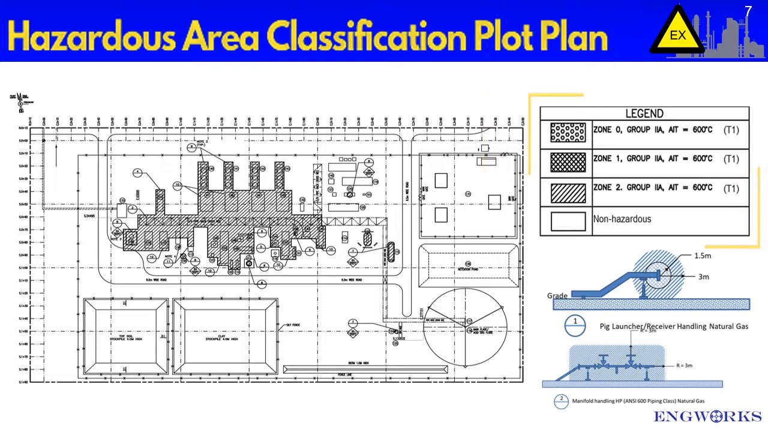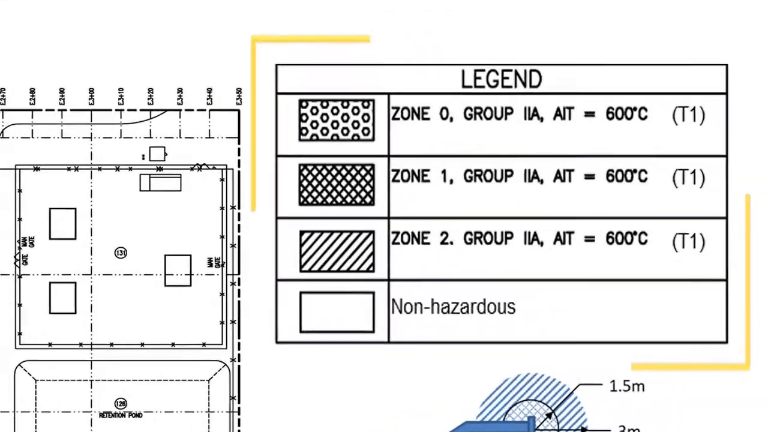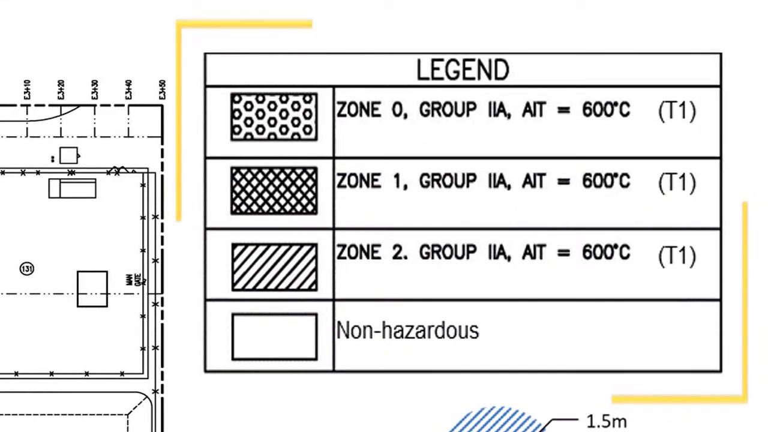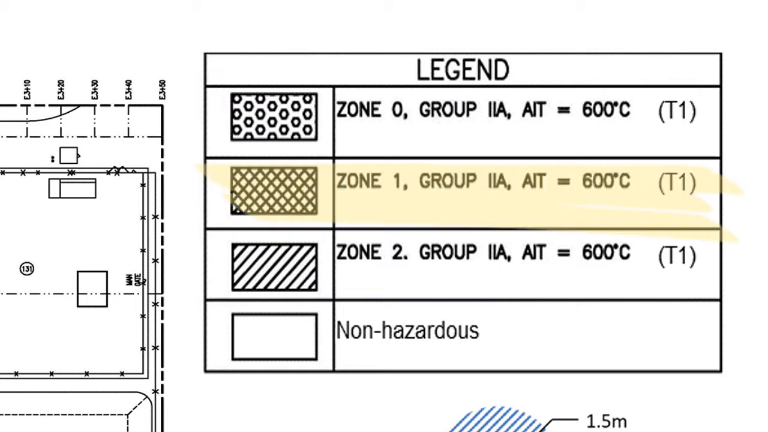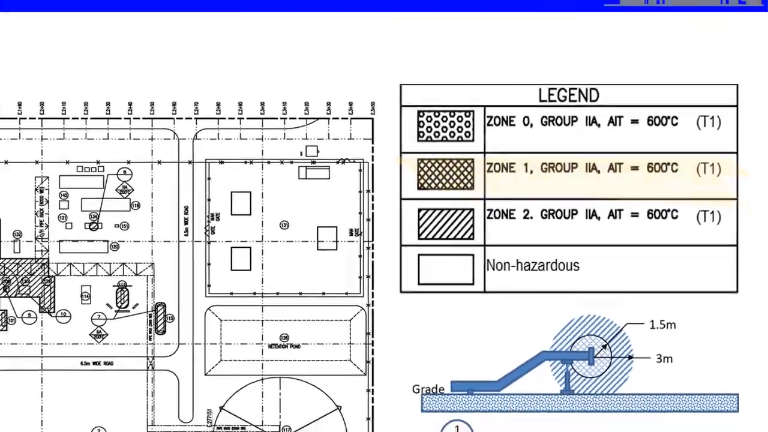The drawing legend will define the system of classification used and indicate the degree and extent of the classified areas. It will also determine the group classification and auto-ignition temperature of the flammable materials handled within the facility. In this example, the legend indicates the facility was classified using the zone system of classification. A Group 2A designation with an auto-ignition temperature of 600 degrees Celsius is prescribed for the flammable materials.